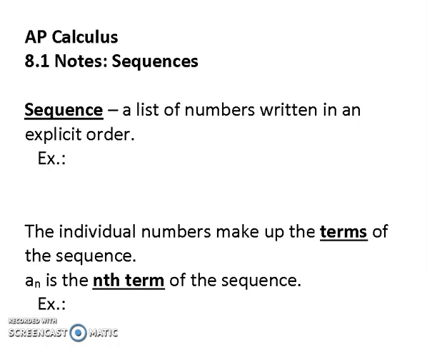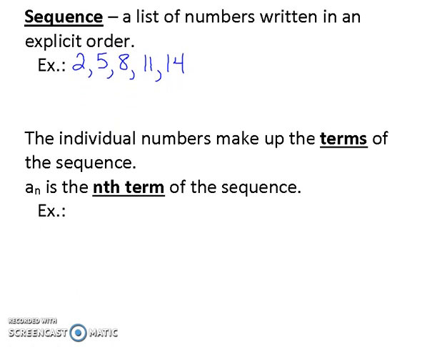So, just to refresh your memory, a sequence is any list of numbers that are written in a particular explicit order. So, for example, 2, 5, 8, 11, 14. That's a sequence. They're all written in order, and their particular order is that we are adding 3 every time. Okay? The individual numbers make up the terms of the sequence. So 2, 5, 8, 11, 14, those are all terms.